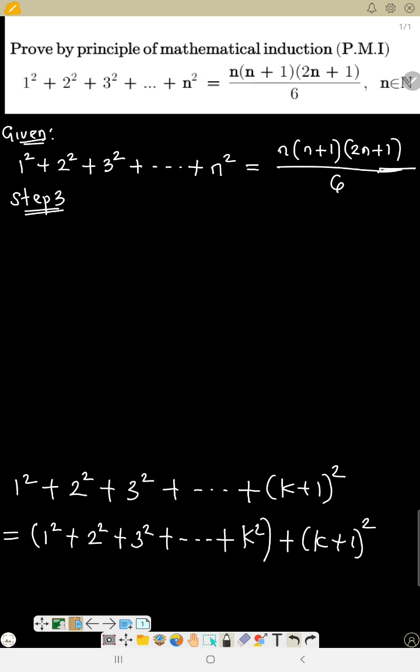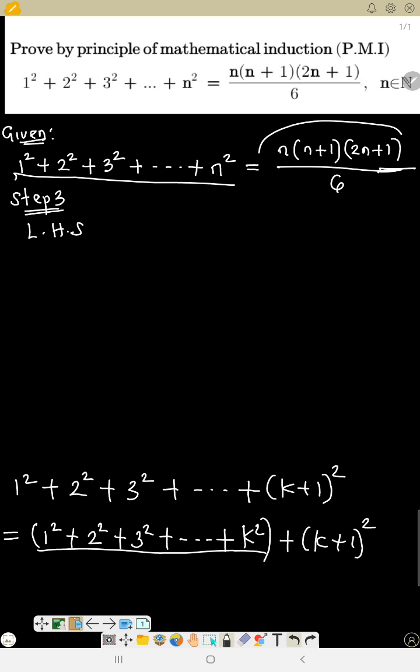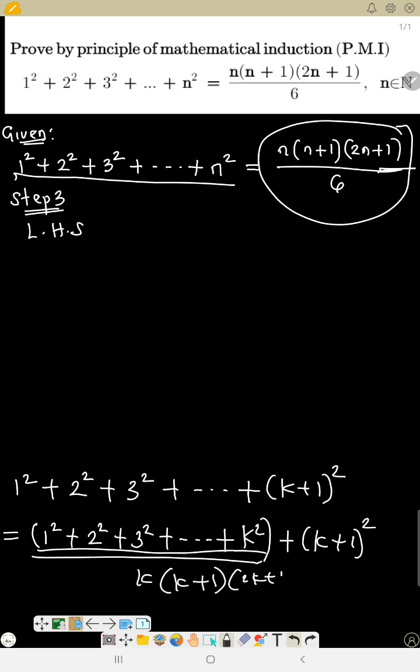So if you now look at everything you have in the brackets, it's now similar to what you have here. But all this sum is equal to n times n plus 1 times 2n plus 1 divided by 6. So that means all this expression here will become k times k plus 1 times 2k plus 1 divided by 6. So it will be equal to this, but in terms of k. That's what we'll write in the next step.